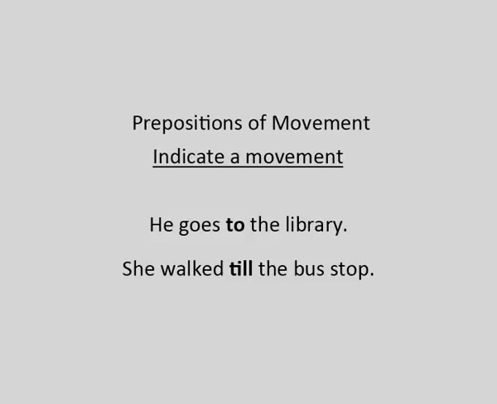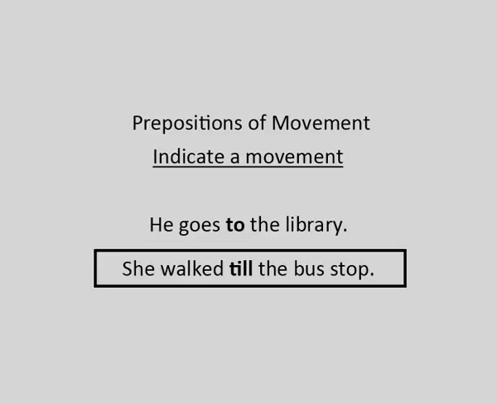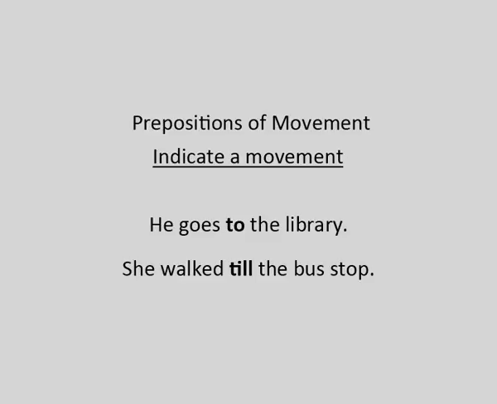And as the name suggests, prepositions of movement are those that indicate a movement. In the sentences, he goes to the library, or she walked till the bus stop, the prepositions to and till imply a displacement. As always, there are some examples that cannot be classified. It is the same with prepositions. There are many prepositions in both English and French which can be used in different contexts. This means that these prepositions can be categorized in 2 or more groups.